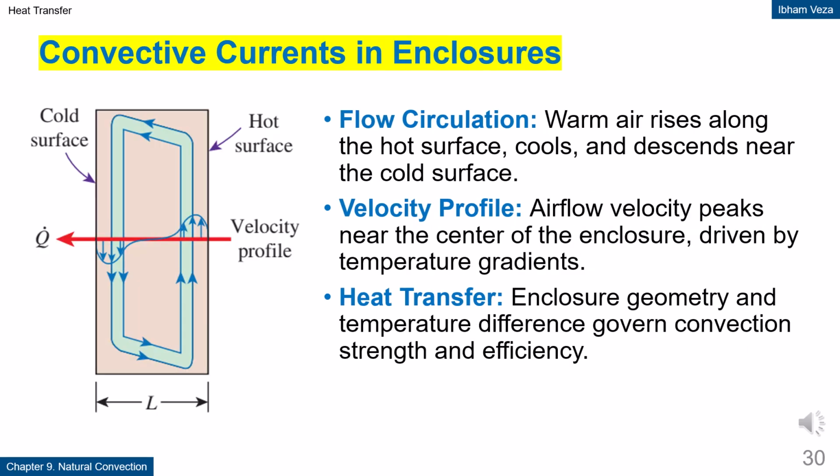Convective currents in enclosures. Inside an enclosure, circulation flow forms due to temperature differences between the walls. Hot air rises along the hot wall and descends along the cold wall. The maximum velocity usually occurs near the center of the cavity. The shape and size of the enclosure strongly influence the strength of this circulation. Geometry becomes an important factor in closed system design.